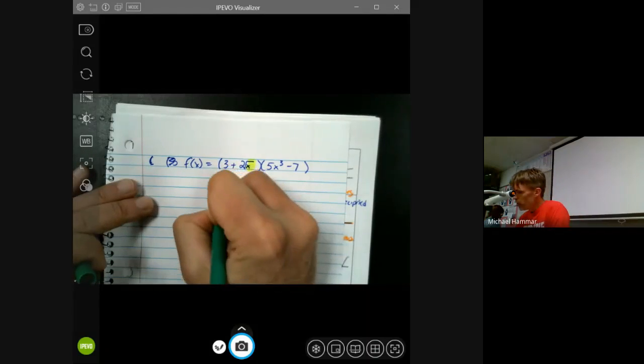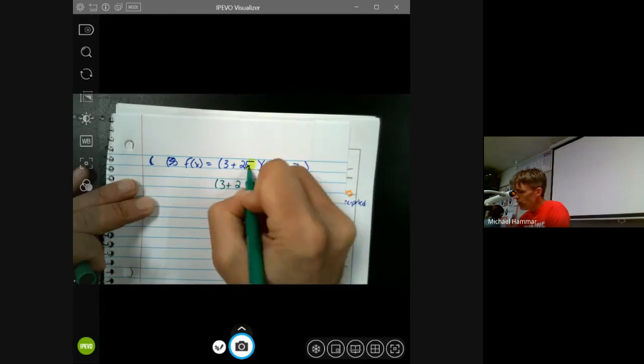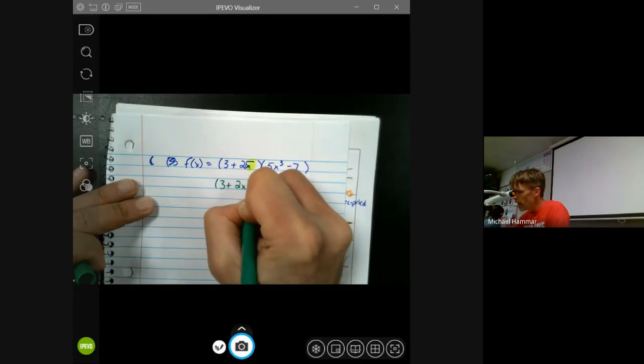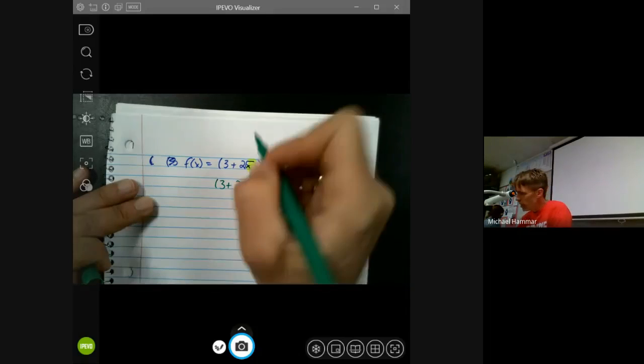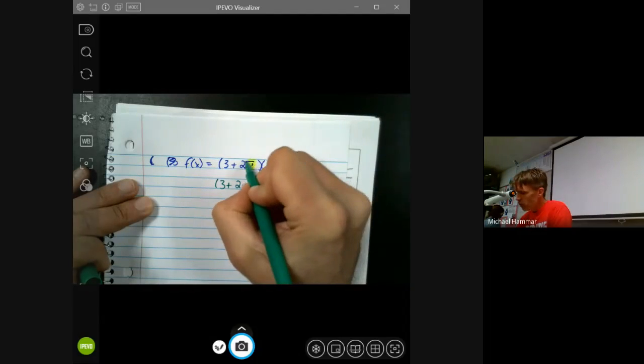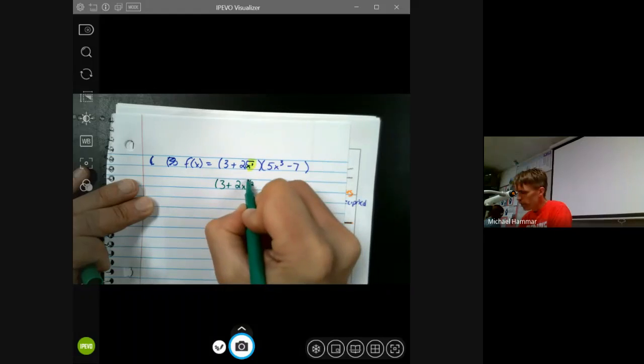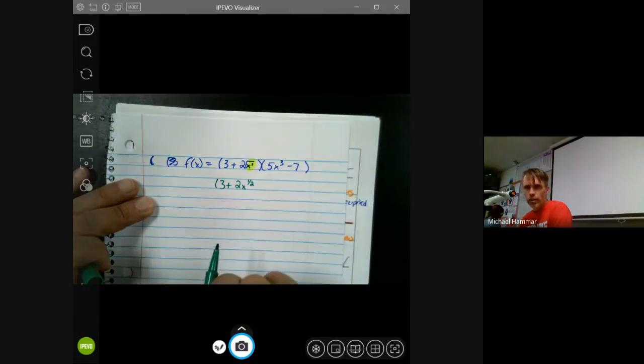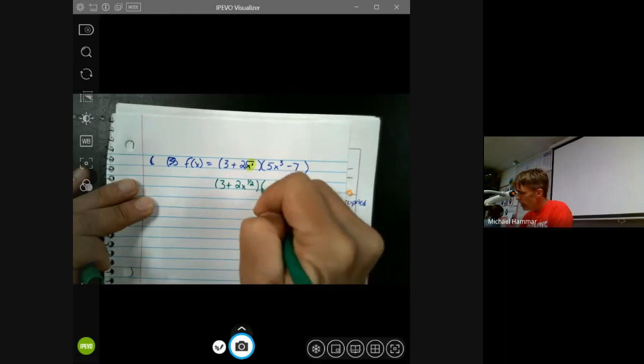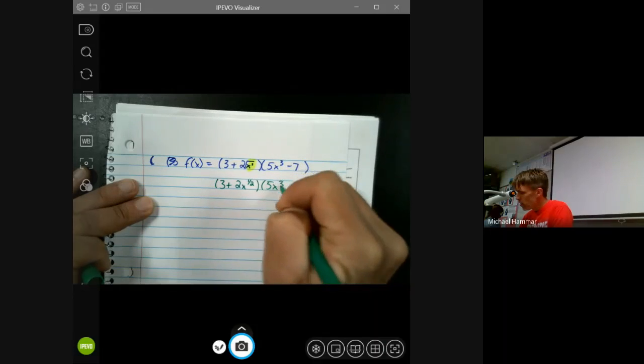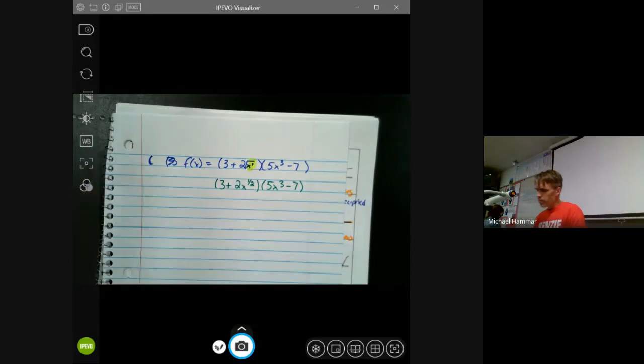So we're going to change 3 plus 2 to x to the 1/2 power, because remember, it's the first power, but it's the square root. The first power, the square root, is on the bottom of the fraction. And then we're going to do 5x to the 3rd minus 7. Okay, so now let's use the product rule to figure out this answer.